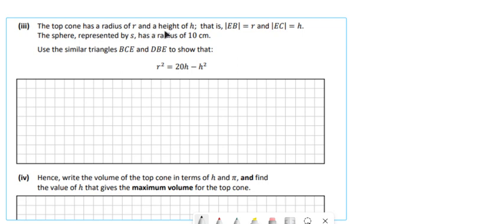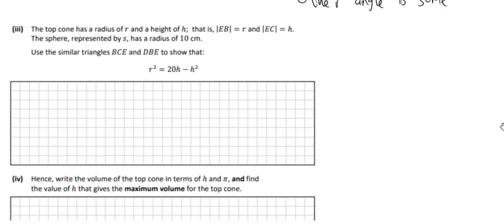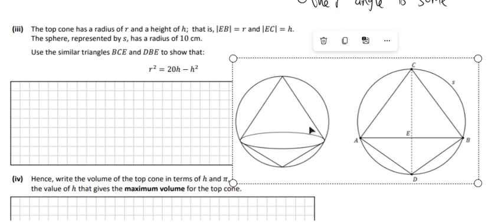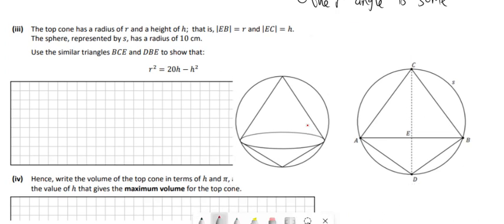Right, the top cone has a radius of r and a height of h. So if you label them on the diagram, EB is r, EC is h. Well, the radius they're saying is 10 of this circle S. So the whole way down has to be 20, because that's the diameter. Therefore, the bit at the bottom has to be 20 take away the h. So we can put 20 take away h in there.